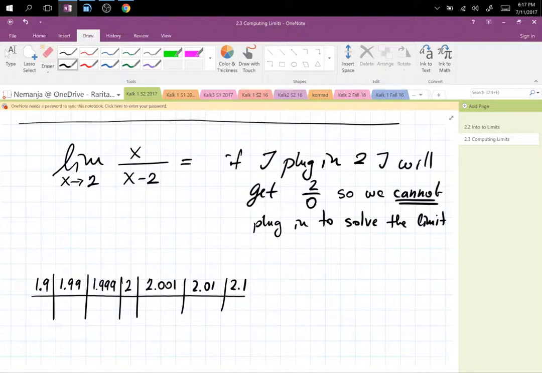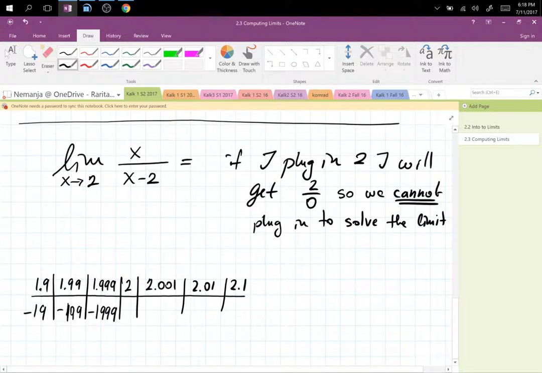All right, so what do I have for the first, 1.9? Negative 19. Is it negative 19 or negative 20? I got the negative 19. What's the next one? Negative 199. Okay, and what's the next one? Negative 1,999.